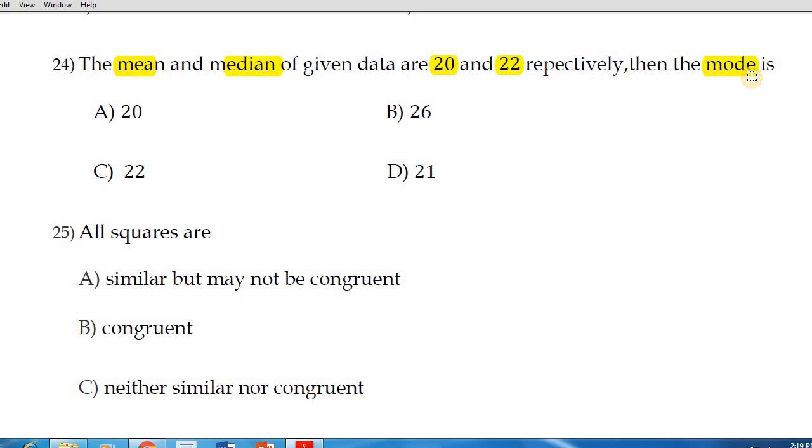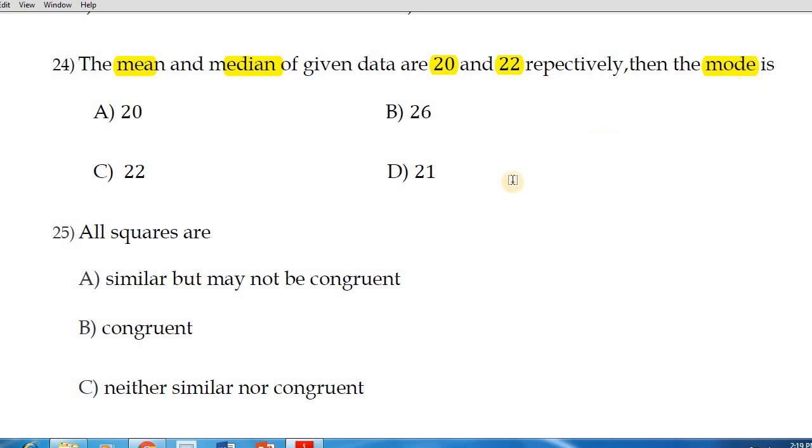Empirical formula you wanted to use. See, this year definitely there will be a problem on this formula. Either the formula they may ask, or they may ask problems like this. So what is the empirical formula? That is 3 median is equal to mode plus 2 mean. So use the formula, substitute values, and definitely you will get the correct answer.